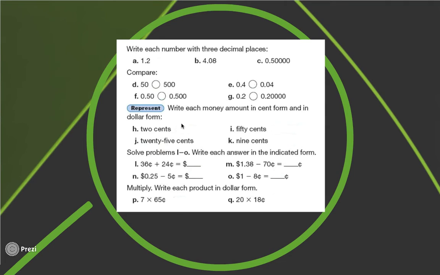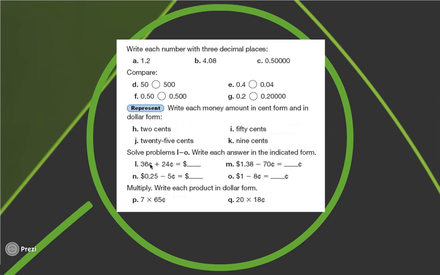So use the cent sign and the dollar sign. And then L through O, you need to answer these in the form of dollars or cents. So you're going to have to change these, like this one, you're going to have to change to cents. How many cents is that? Same thing here. How many cents is $1?